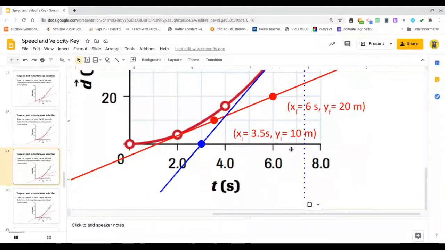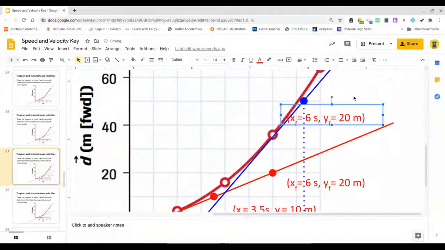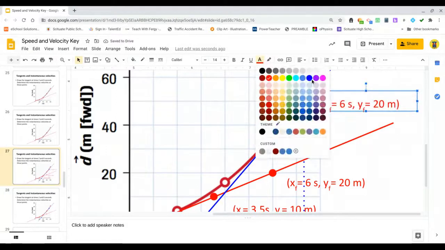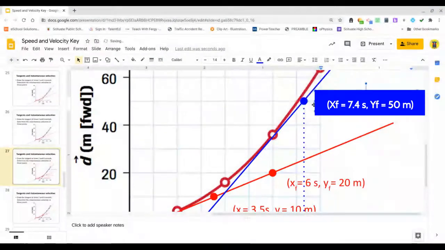So I'm just going to take this. I'm going to do the same thing, but I'm going to do it for the blue points. So I'm just duplicating that again, just to save time in the editing and typing of all this stuff. So I'm going to make all this blue, so we know that this deals with the blue line. So the X final in this case we decided was 7.4 seconds, and the Y final is 50.